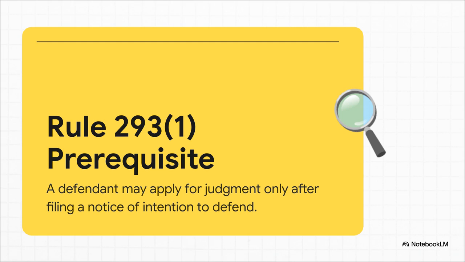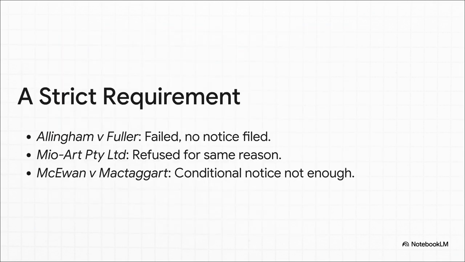Rule 293, Subrule 1. It says you can only apply for summary judgment after you have filed a notice of intention to defend. I'm telling you, if you get this procedural step wrong, your application is dead on arrival. It's a non-starter. And don't just take my word for it. The courts are absolutely ruthless on this point.